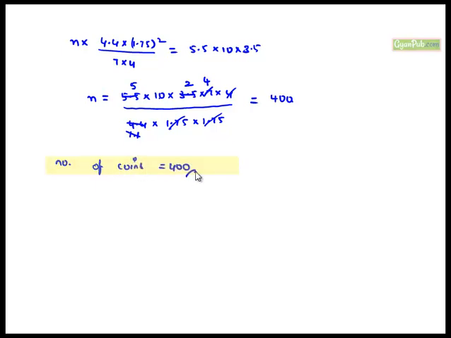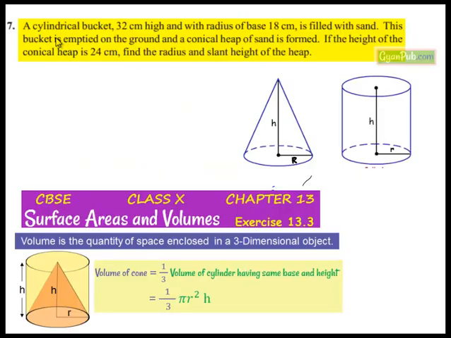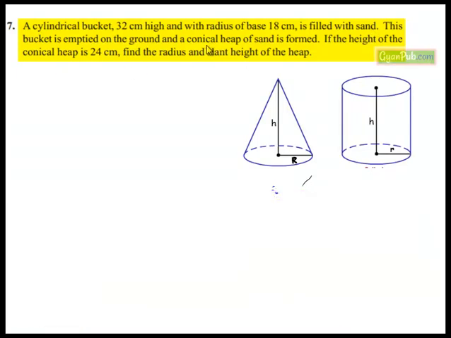That's the solution. Now coming to the 7th question: a cylindrical bucket 32 cm high and with radius of base 18 cm is filled with sand. This bucket is emptied on the ground and a conical heap of sand is formed. If the height of the conical heap is 24 cm, find the radius and the slant height of the heap.